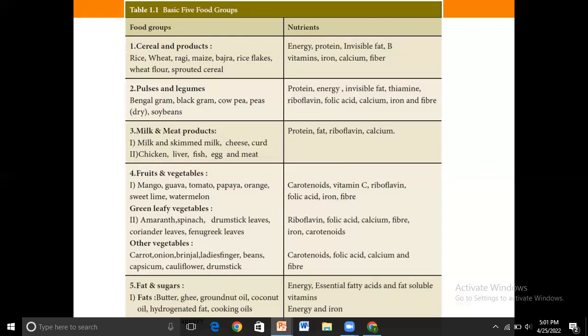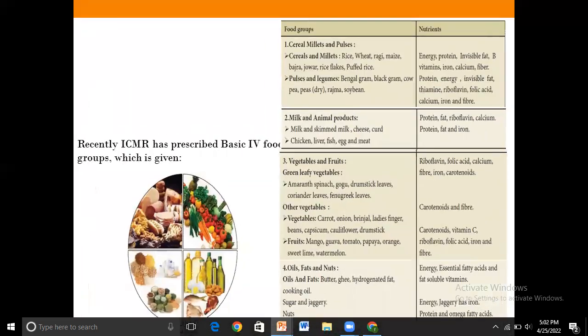Now the last category, which you should eat in the least, is fats and sugars. Fats are basically butter, ghee, all sorts of cooking oil. Sugars are your sugar, jaggery, honey, all those things. They come under fats and sugars. They basically provide a lot of energy, then some fatty acids and fat soluble vitamins, and also some amount of iron and other minerals. So this is the category of food groups.